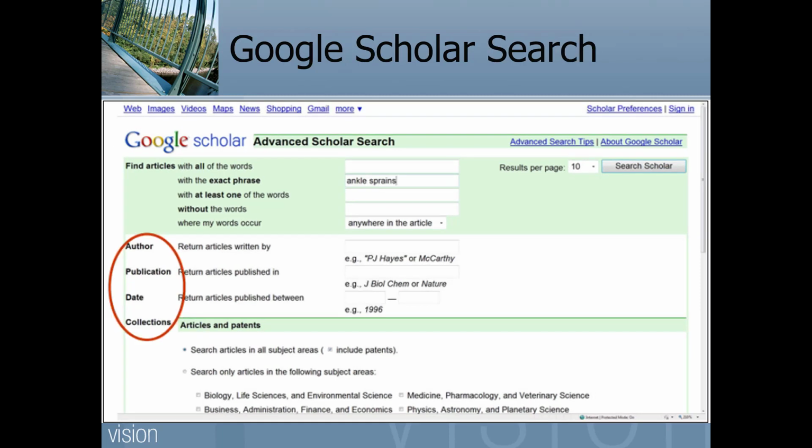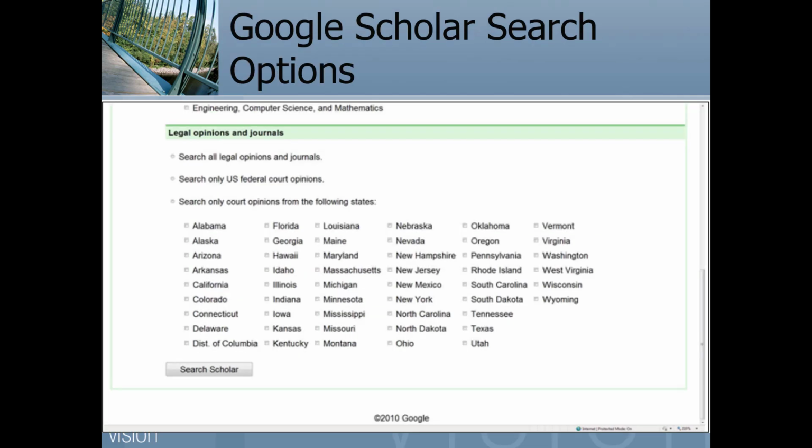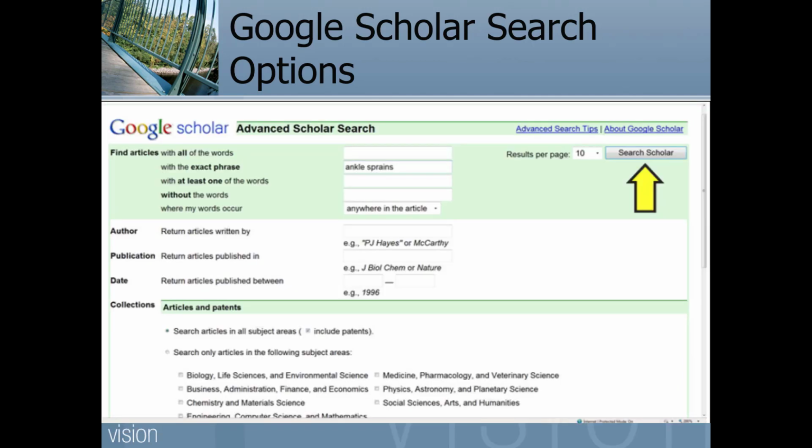You can also search for articles based on the author, publication site, and date of publication. Under the collections, you may choose to search all subject areas or limit it to the subject area of interest. The final section allows you to search for legal opinions and journals that can be limited to specific states. Once you have entered your search terms, click the Search Scholar button.